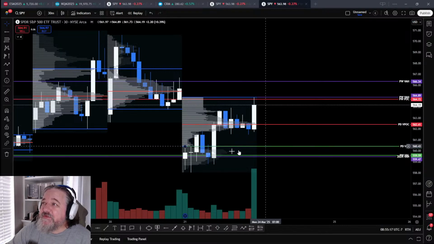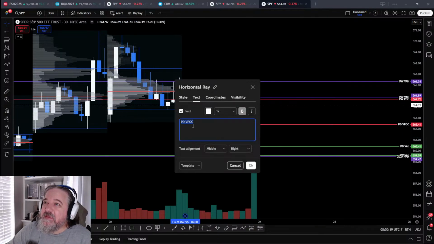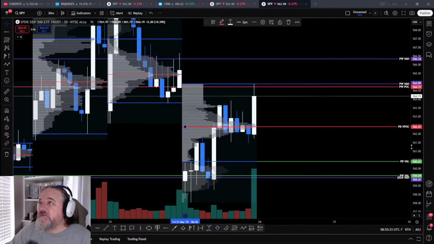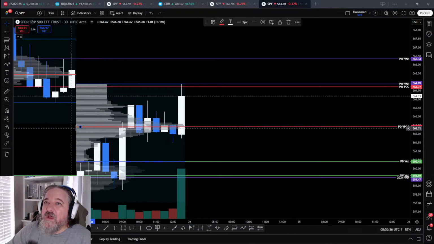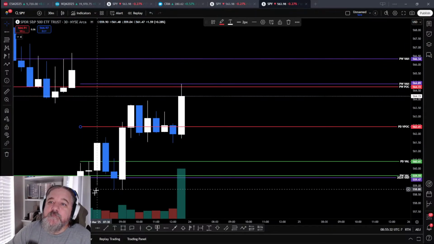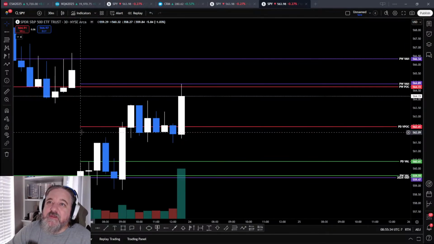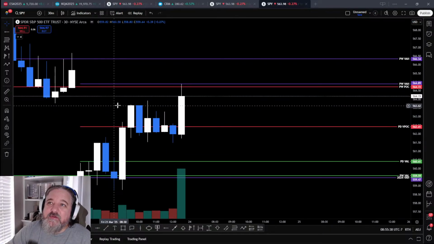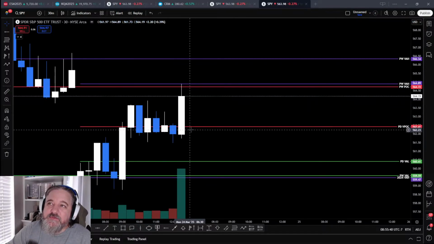And you can see it's labeled as a VPOC, which just basically means it's a virgin point of control. And what a virgin point of control is: while this point of control is forming, so from the beginning of our day on Friday to the end of our day on Friday, this level can be touched as much as it wants to.